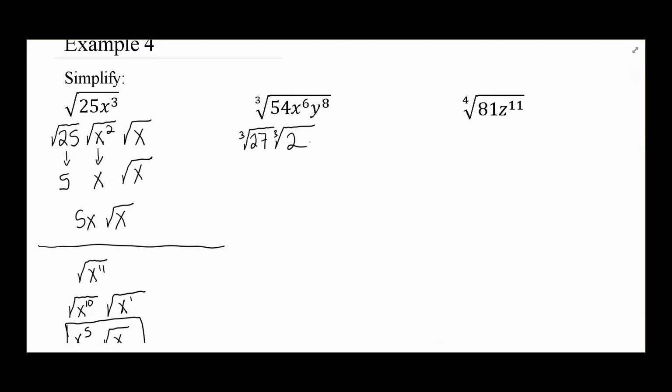Then I want to move on to the x's. I want to break up x to the 6th as a perfect cube and whatever is left. And if you remember what I was just saying, when it comes to x to a power, in order to be a perfect cube, what I'm actually looking for is the power to be divisible by 3. And x to the 6th is already divisible by 3, so I don't really need to break anything up. I'm just going to rewrite it.